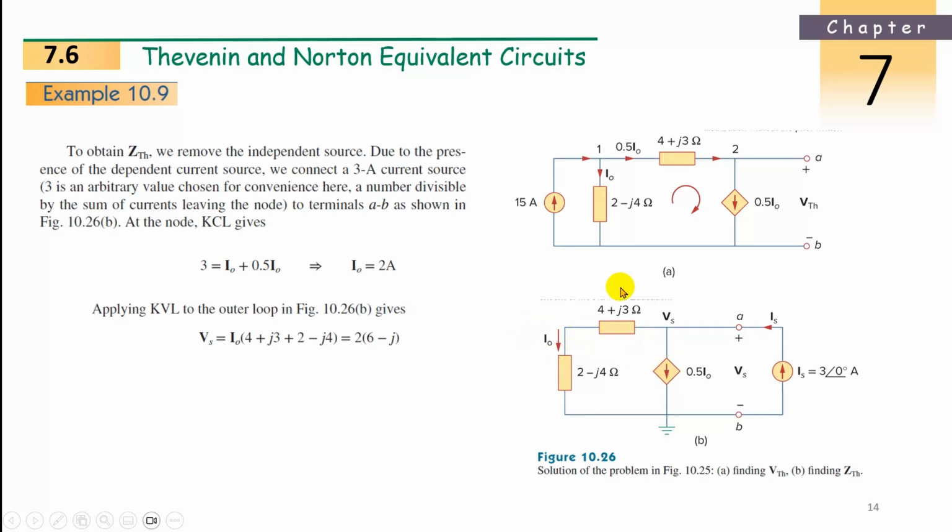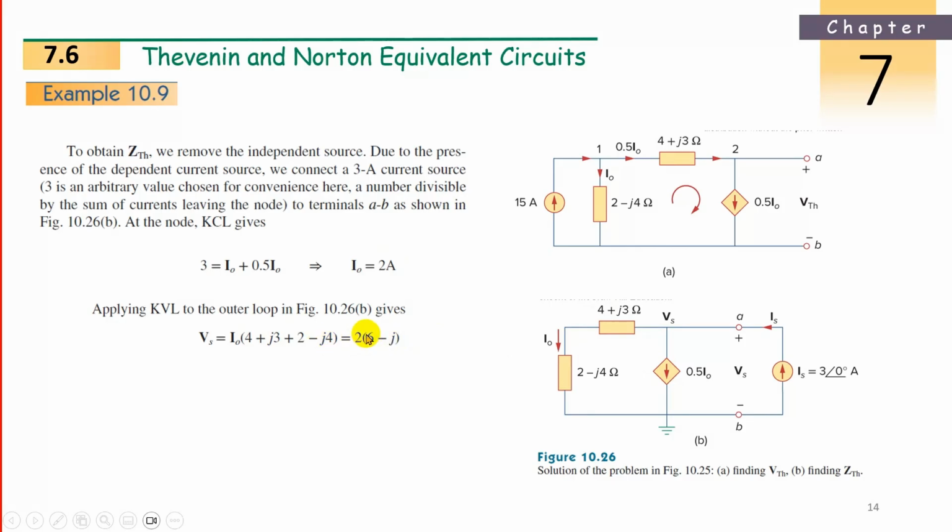So I is I0, and what are these two? These are in series. So I0 multiplied by 4 plus J3. This is this one, and 2 minus J4, second one. So rearrange this one. I0 already we know is 2 amperes. Now if you take this 4 plus J6 and J3 minus J4 minus J.